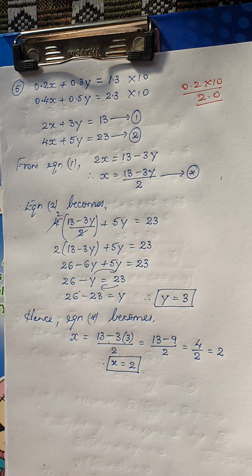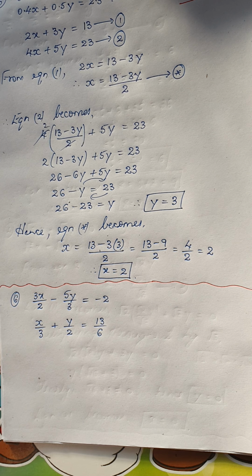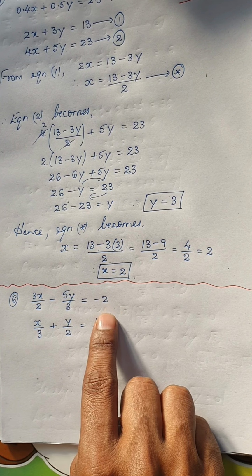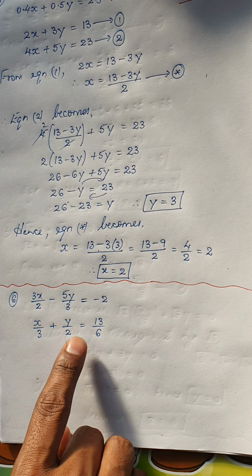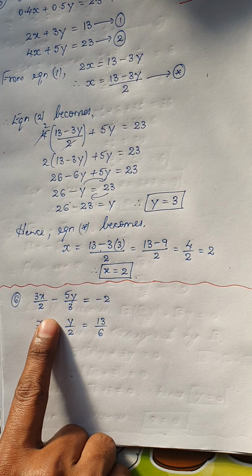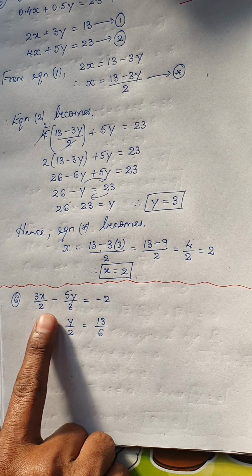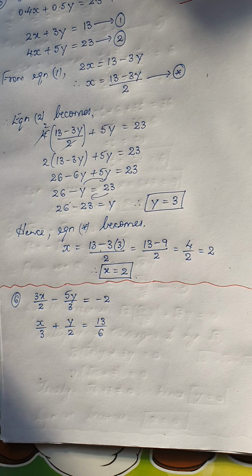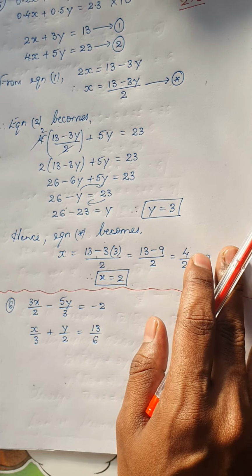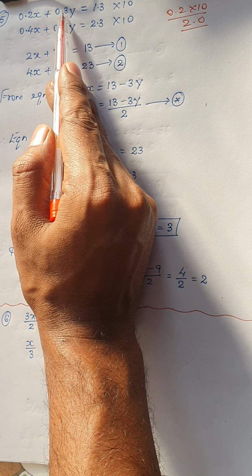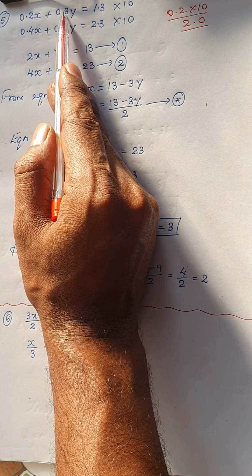Okay, let us go for the next question. Are you fine? Are you ready? So you can look at the other question in the exercise, given as 3x by 2 minus 5y by 3 is equal to minus 2, and x by 3 plus y by 2 is equal to 13 by 6. You can see here, when they have given either decimals or fractions, it would be better for you to convert this into the original form. If it is decimal, you can multiply by 10 or 100, depending upon how many digits there are after the decimal point.